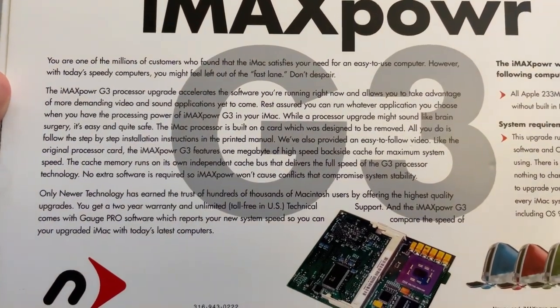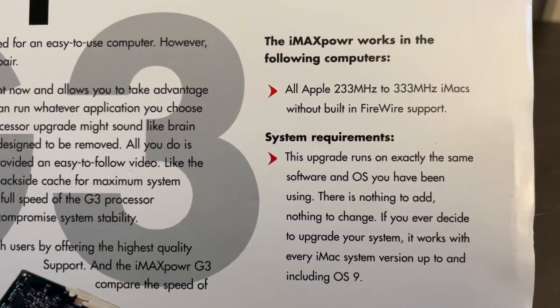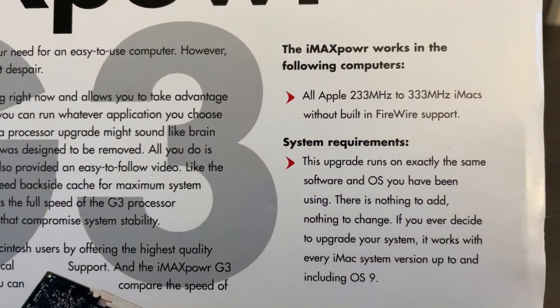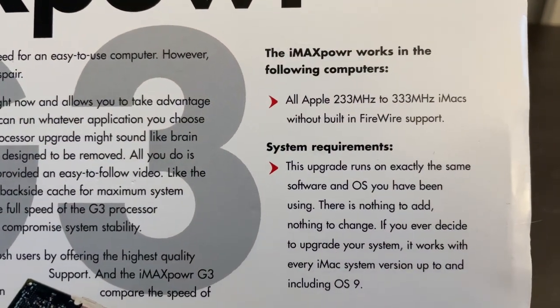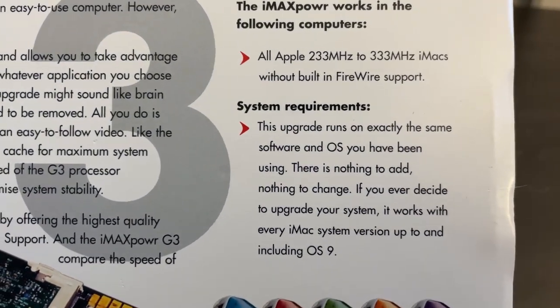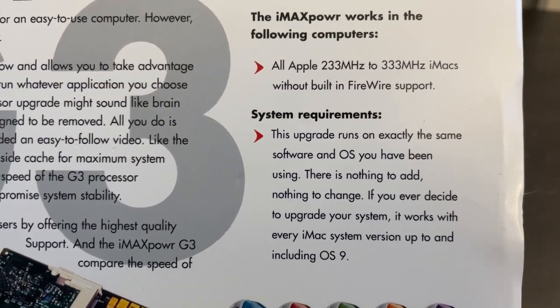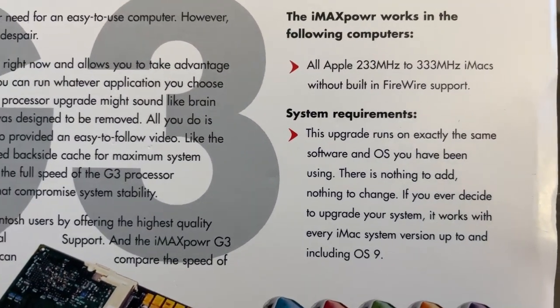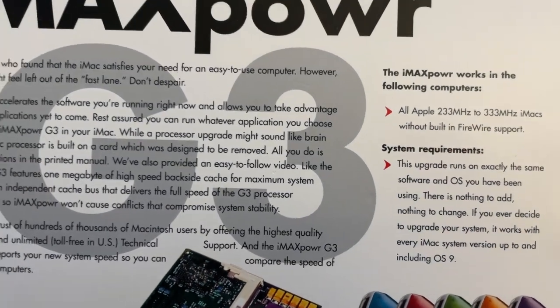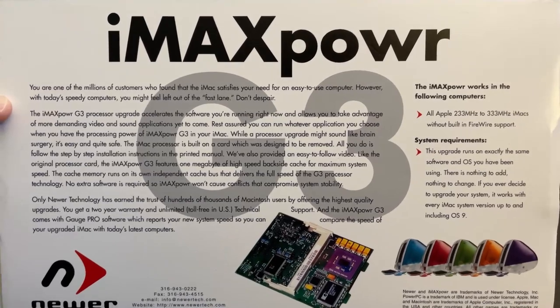So essentially what it's going to do is accelerate iMacs that have 233 to 333 megahertz processors, which mine definitely has. And it runs on the same software, nothing to add, nothing to change. And it works with every iMac version up to and including OS 9, which my other iMac runs. So this will be what we're going to be doing today.